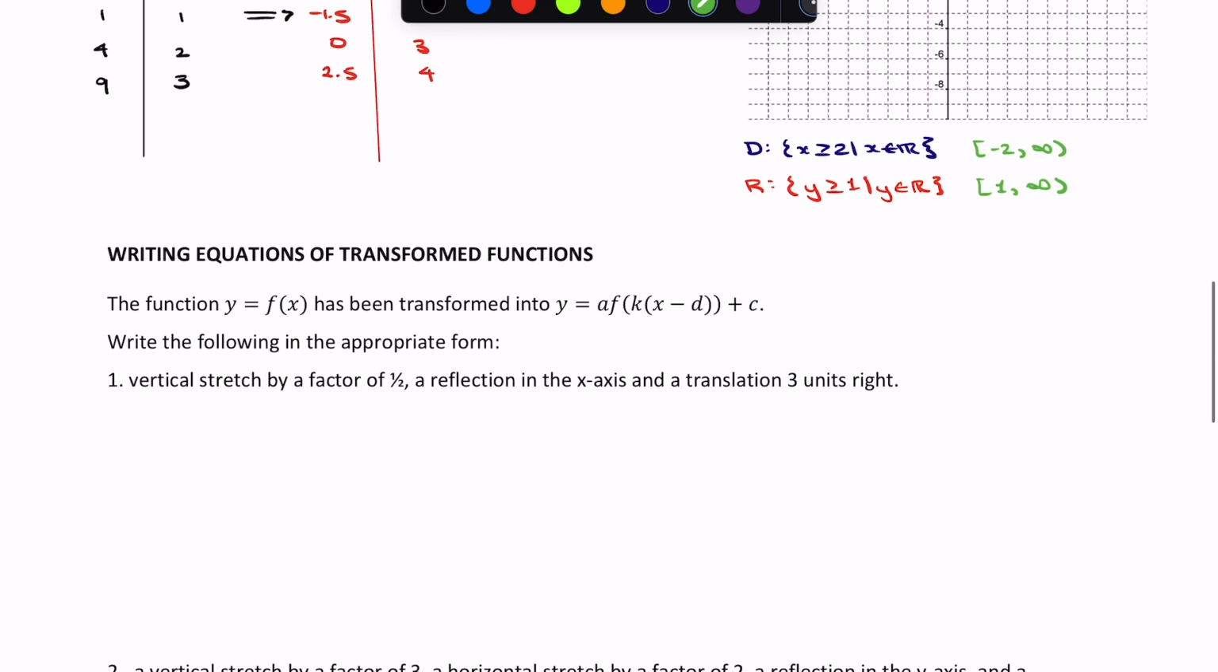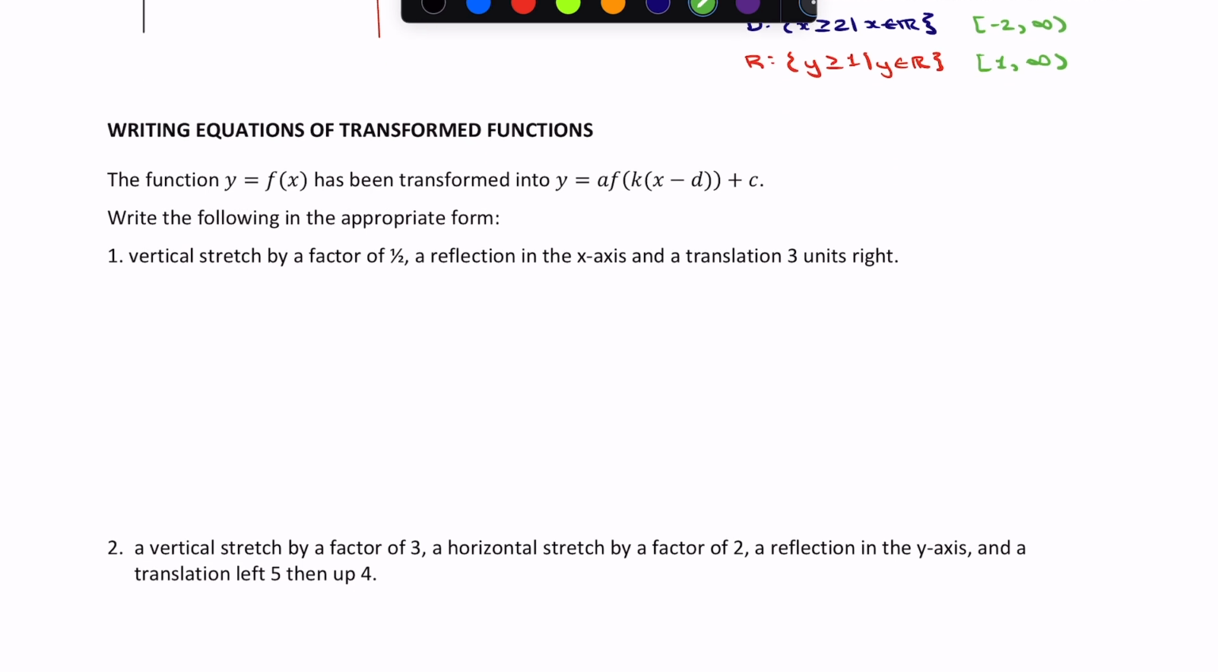Okay, so here, next thing we'll look at here is writing equations of transform functions. So here, the function y is equal to f of x has been transformed into y is equal to a f of k x minus d plus c. Write the following in appropriate form. So here, we have a vertical compression by a factor of 1 over 2. So here, that means that our a value is equal to 1 over 2.